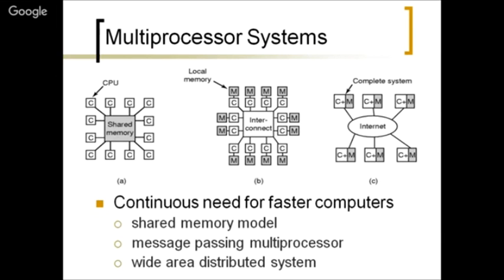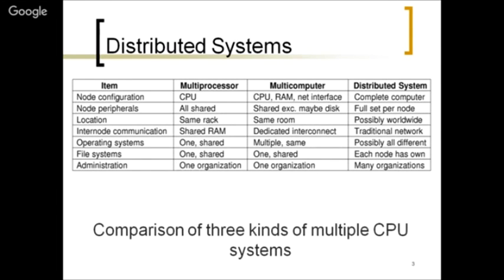There are three basic types. Then we can say how they are different. There are three main things: multiprocessor, then multi-computer, then distributed systems. In terms of configuration, in a multiprocessor we have CPU; in multi-computer we have CPU, RAM, and some interface; then a complete computerized system in your distributed system. Then we have a node of peripherals. So all are shared, because if you follow the sharing configuration, then we have shared execution and maybe disk.